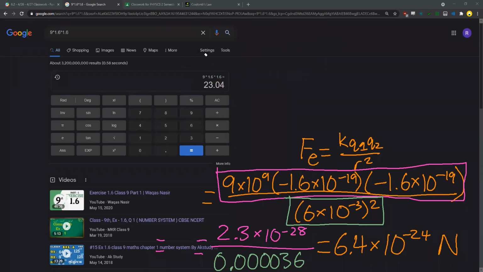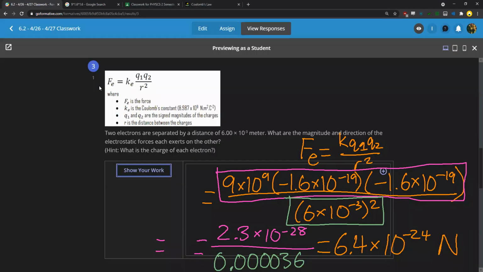You guys can do it however you want, right? You can do it for the exponents. If you want to separate your exponents, it's fine. If you want to do it with a calculator, that's fine as well. Are there any questions about this? Please let me know. Please raise your hand.